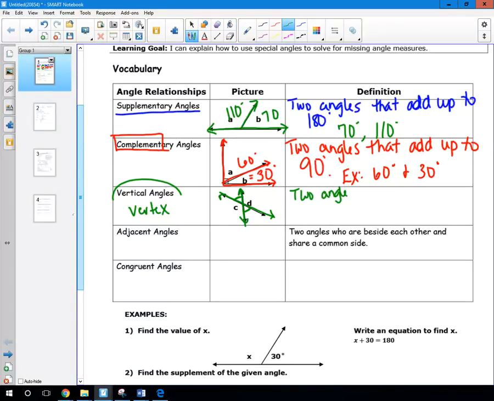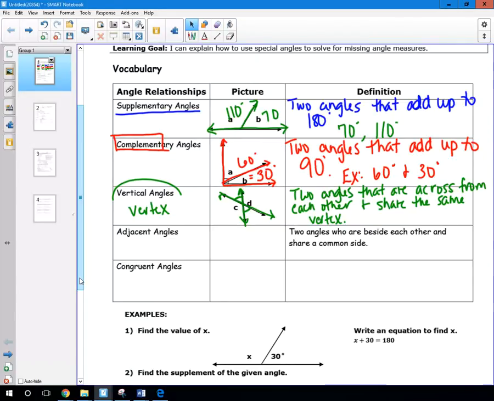2 angles that are across from each other and share the same vertex. Okay, but more specifically, what's super important, and I'm going to actually write this in red because it's super important, vertical angles are congruent to each other, meaning they're the same. So vertical angles are equal or are congruent.